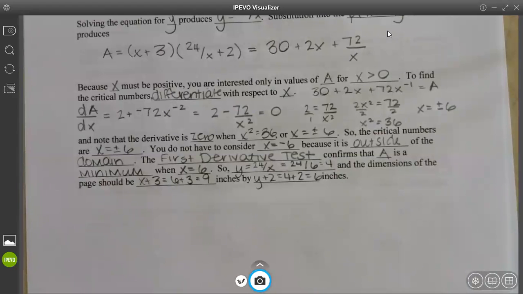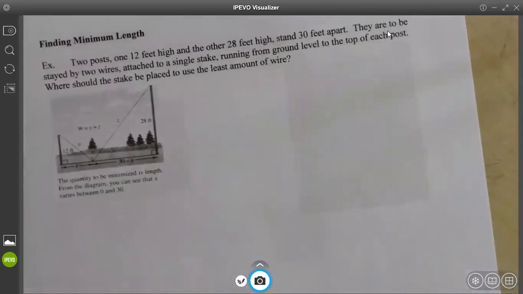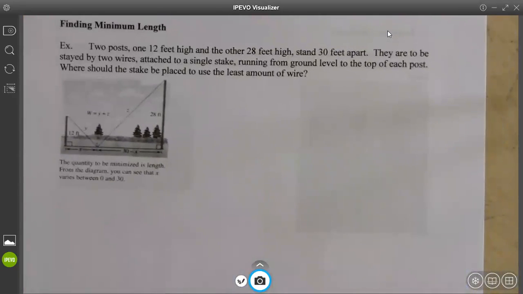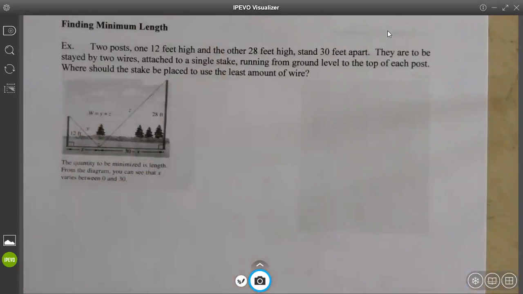All right, so those are the last two that spell everything out for you. Got it? So that's the last one. Now it's just a regular word problem. Two posts, one 12 feet high and the other 28 feet high, stand 30 feet apart. They have it all labeled out for you. Don't freak out. They're to be stayed by two wires attached to a single stake running from ground level to the top of each post. Where should the stake be placed to use the least amount of wire?